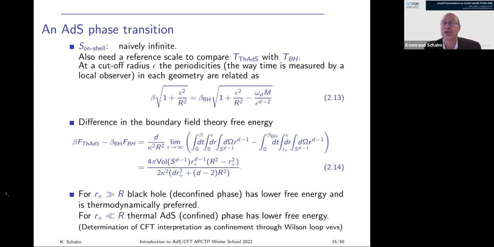We don't do it here, but this is the computation that allowed people to identify the black hole phase with the deconfined phase and the thermal ADS with the confined phase. So this shows you this phase transition in the system.